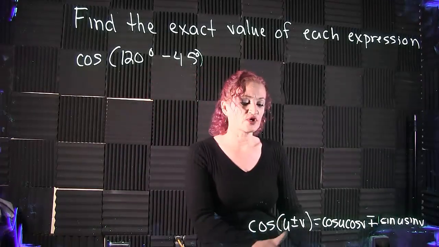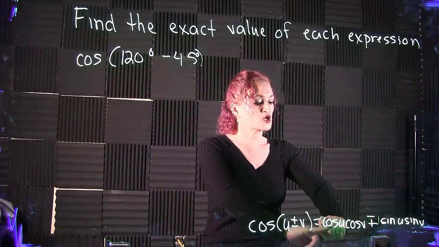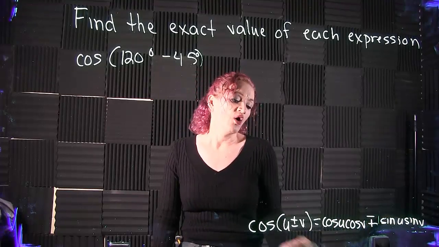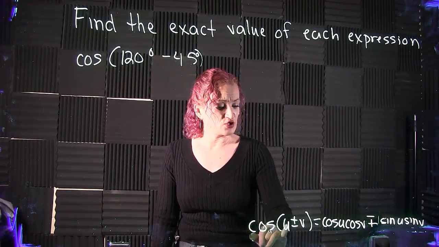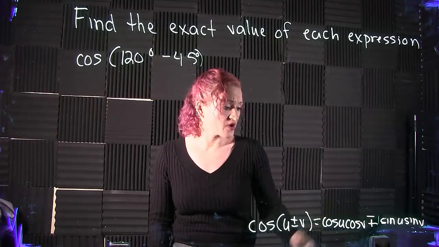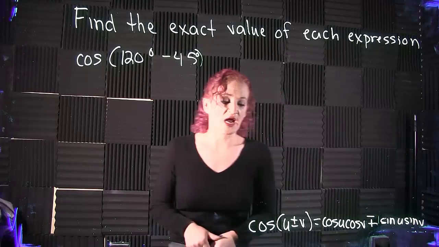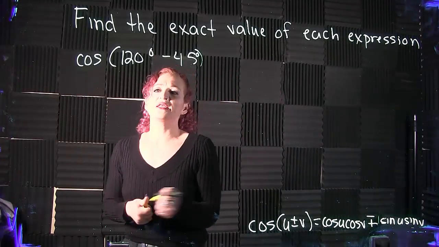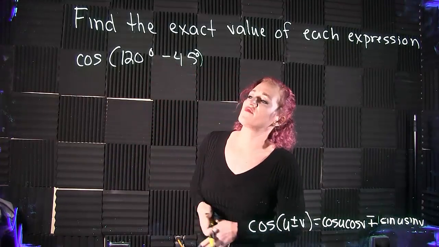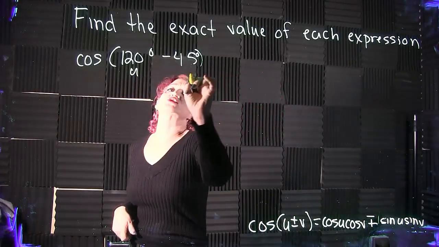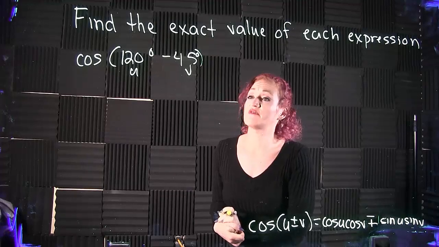So if we're using the sum formula, it's going to correlate to cosine u cosine v minus sine u sine v. Or if we're using the difference formula, cosine u minus v, that means we're using the bottom sign. So cosine u cosine v plus sine u sine v. So that means for our first example here, we are finding the cosine of 120 minus 45. That means 120 is going to be our u and 45 is going to be our v.